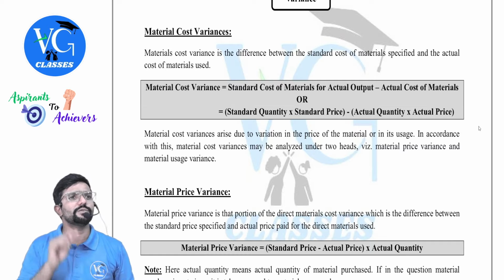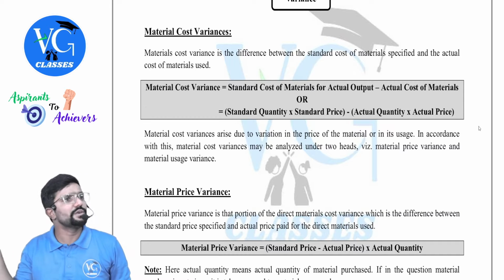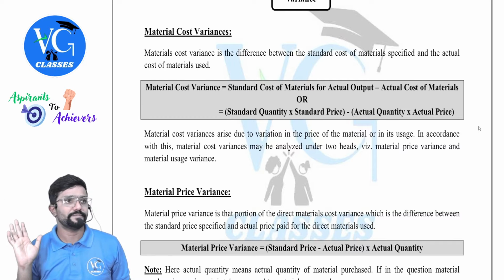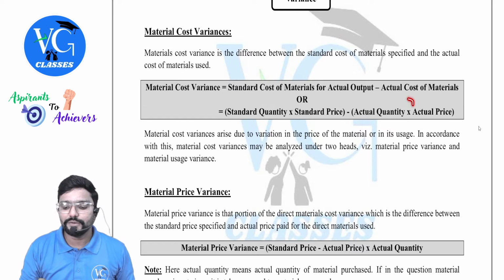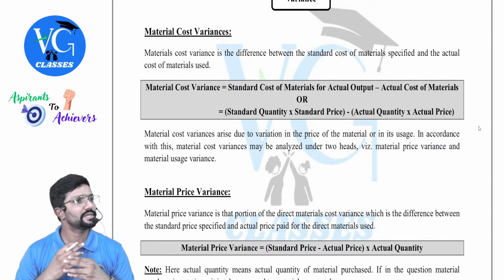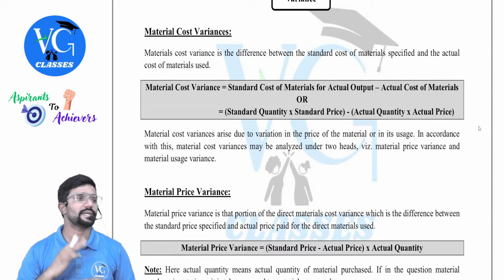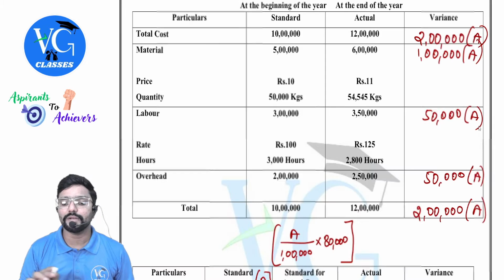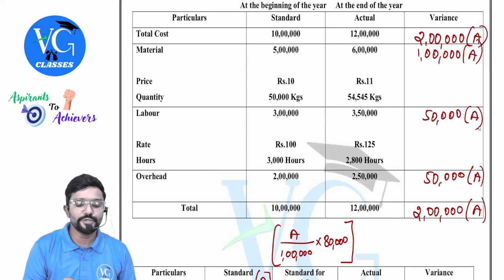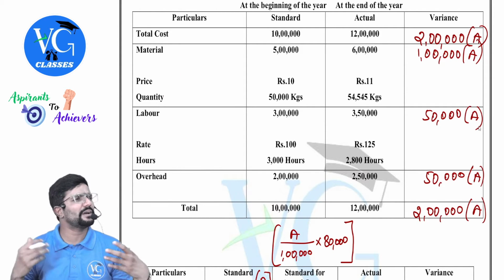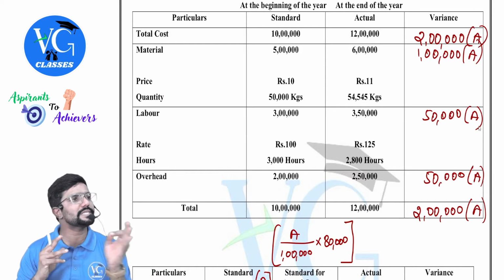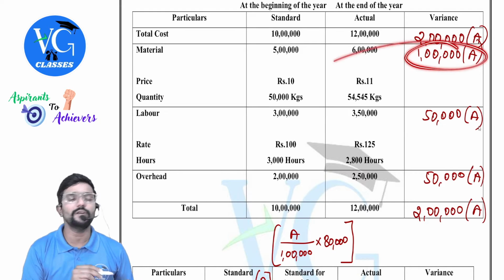In one of the examples I told you, the standard quantity is given for 1 unit. So what should we do? Convert it for actual output, then take it. Clear? Then coming to the other side, how do I get the actual cost of materials? Actual quantity into actual price. As per my example, we get 1 lakh here. If I break it down and see how much is due to usage and how much is due to price, we might get 60-40 or 50-50, something like that. Let us give a breakup of 1 lakh.